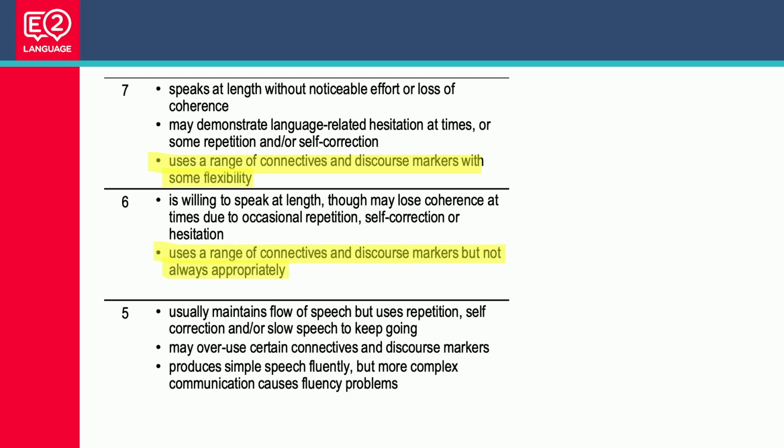Band 6 uses a range of connectives and discourse markers, but not always appropriately. So maybe you're using some of them in the wrong way. And band 5 may overuse certain connectives and discourse markers. This is quite a common problem and can cause even a very good speaker to drop to a band 5 if you are only using a couple of connectives. And 2 of the biggest ones I notice are 'and' and 'then'. So if you're answering with 'and' or 'then', you're not showing range of connectives and discourse markers. So keep that in mind as we do our next recording.